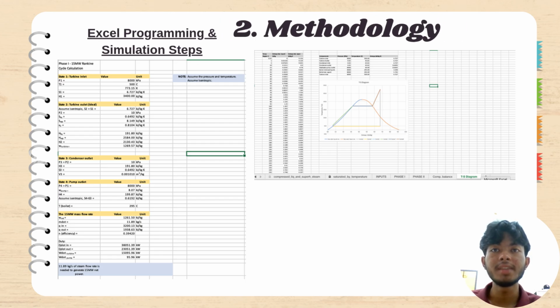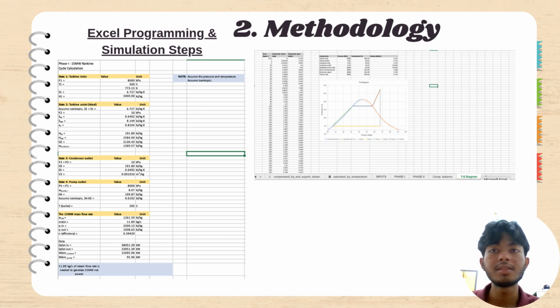So this slide explains the simulation steps carried out in Excel. We started by entering the main operating conditions for the Rankine cycle, including the pressure, temperature, and mass flow rate. Then we determined the thermodynamic properties at each state point. After that, Excel was used to calculate the work produced by the turbine, the work required by the pump, the heat supplied in the boiler, and the heat rejected in the condenser.